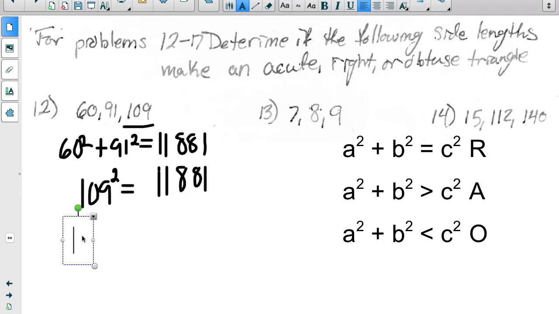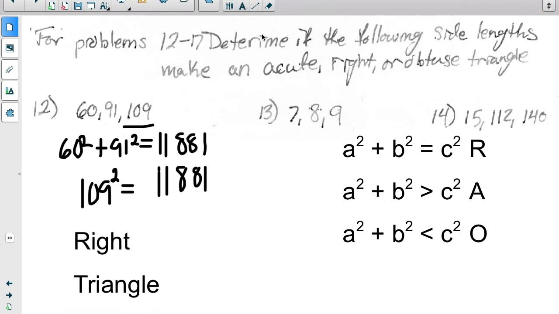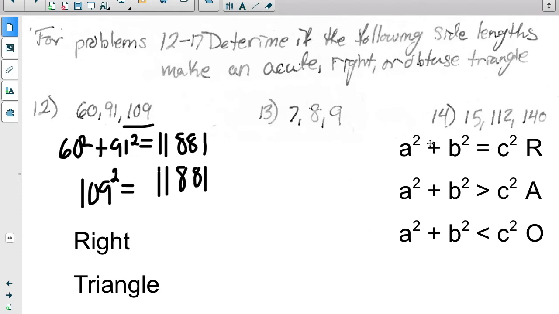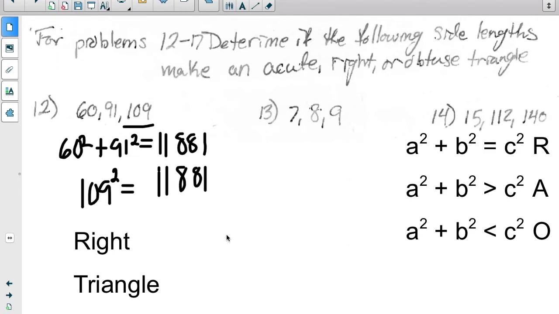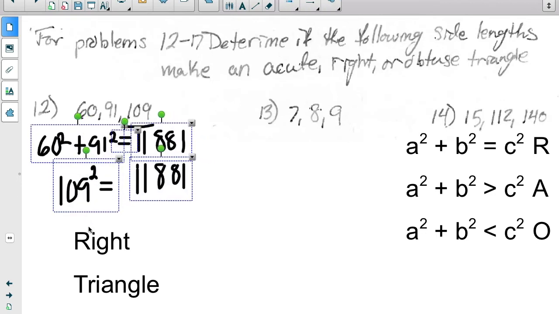Okay, well those two are the same. So 60 squared plus 91 squared is equal to 109 squared. So that means this is a right triangle, because a squared plus b squared equaled c squared. So that means it is a right triangle. Because if the values are equal, then it will be a right triangle.